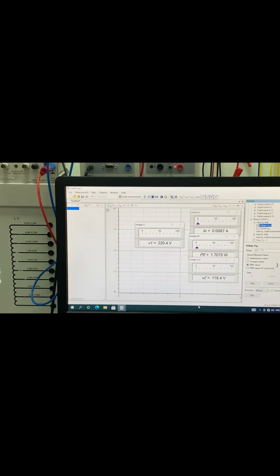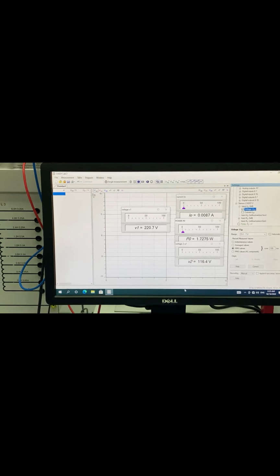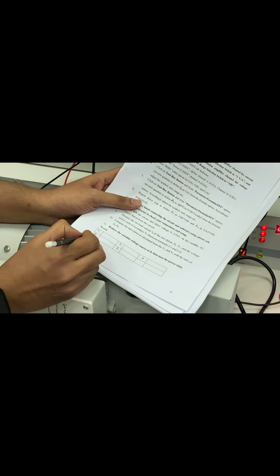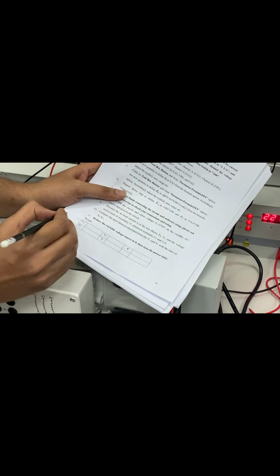What is the benefit? We use it for protection, but because it was broken, I have connected directly. I took a risk, but it's fine. So now, listen carefully. To calculate Rc and Xm, we need V1, we need P0, we need I0, right?